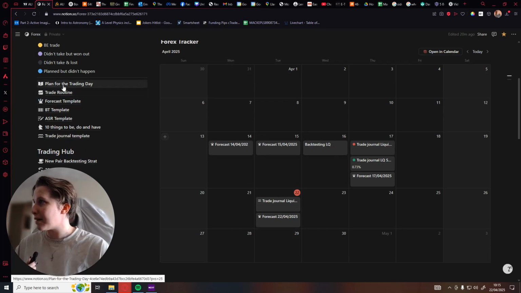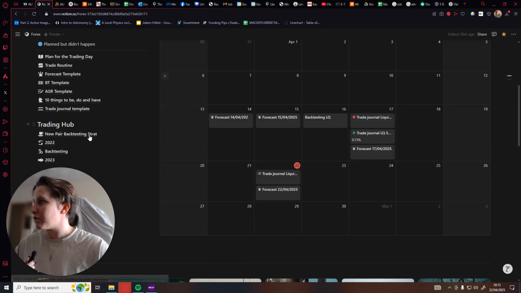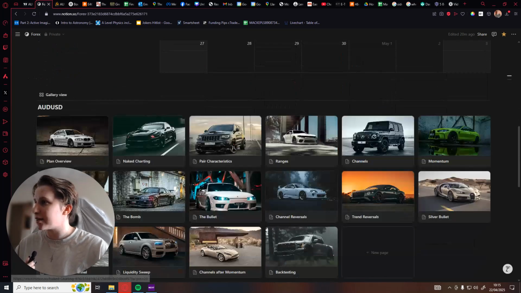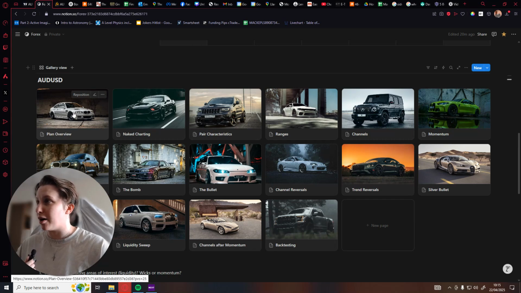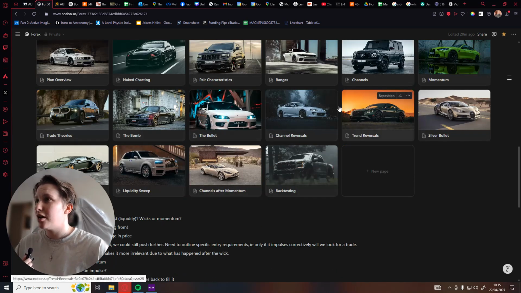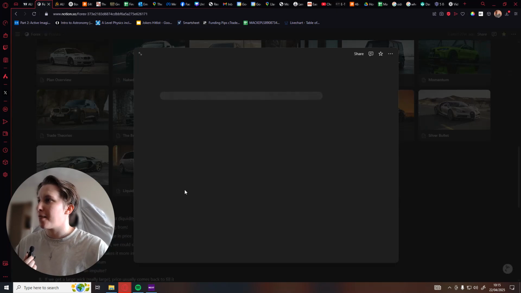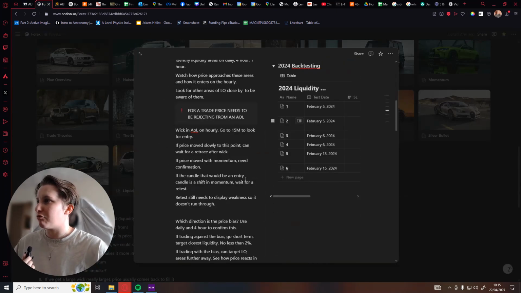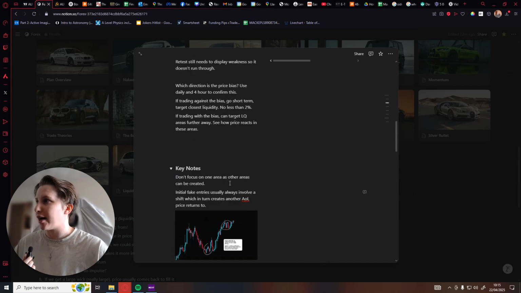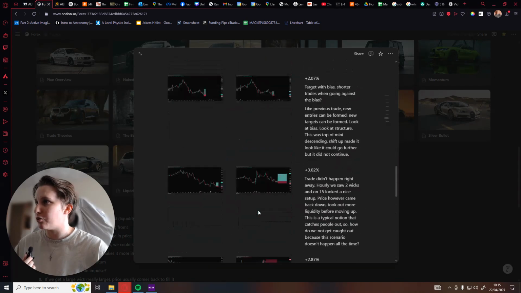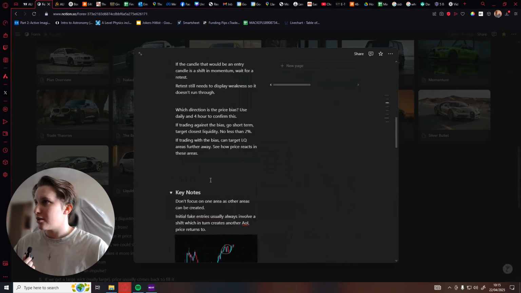And here I have my templates: trade routines, general plan for the trading day, forecast, backtesting, ASR templates, and general personal bits and bobs as well. And then down below, I have certain aspects such as my naked charting pair characteristics, ranges and their characteristics, channels and their characteristics, momentum and what that looks like, and then different trading strategies and the plan within them. So we are looking at a liquidity sweep. In here, I have my backtesting results as well as my winning trade gallery and all my work for that, which is all buried within that.